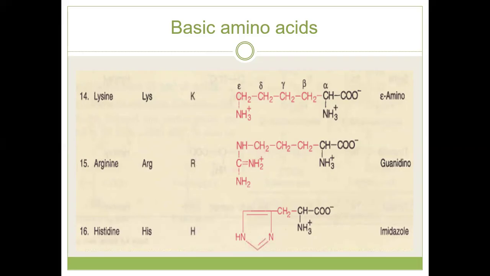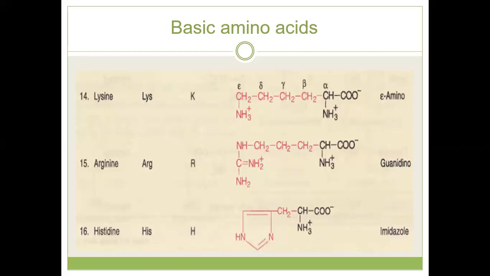This group in red is what we call the guanidino group, where you have a nitrogen, and then we have nitrogen bonded to carbon, double bonded to an amino group, and then it's also single bonded to an amino group. We call it a guanidino group. This is arginine. While in the case of histidine, we have an imidazole group attached to the alpha carbon.